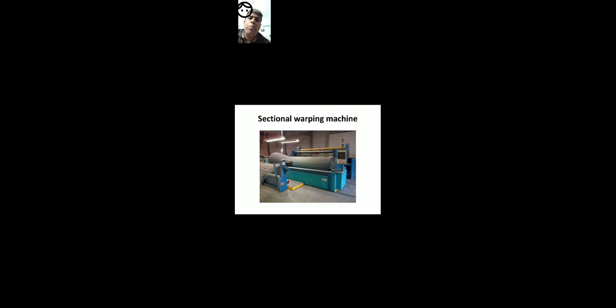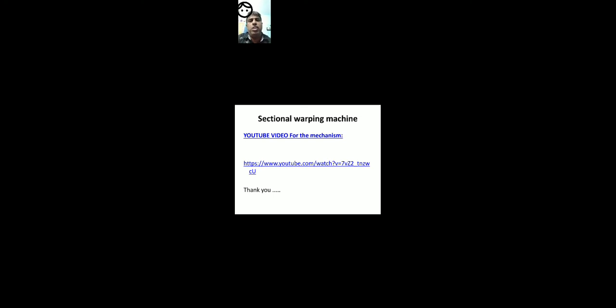I am telling you one more time. Beam warping is for monocolored warp yarn. Sectional warping is for multicolored warp yarn. This is the only main difference. The whole process is approximately the same. Monocolored beam warping, multicolored sectional warping. Okay, let's go to the video now and then we can conclude the session afterwards.